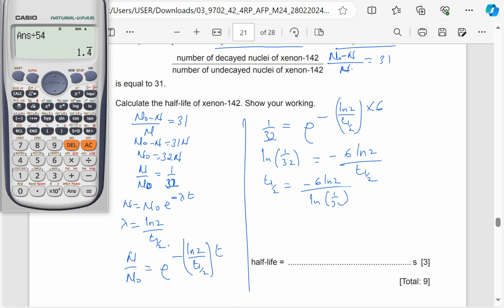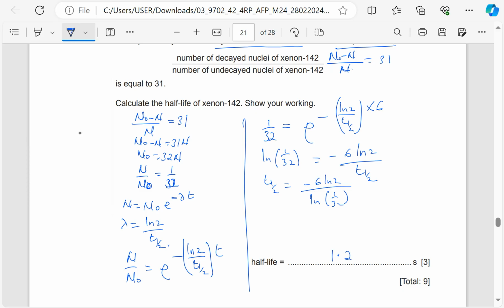So I'll press my calculator. I start from the denominator, ln of 1 divided by 32, and put it in brackets. Then negative 6 ln of 2 divided by the answer. So I have 6 over 5, which is 1.2. So the half-life is exactly 1.2 seconds.